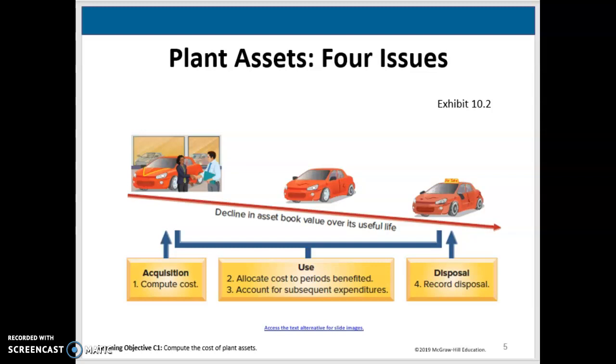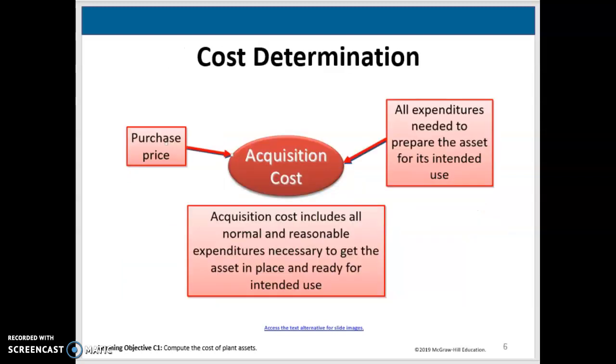So let's look at how we determine that cost. Obviously, the price we actually pay for that asset is going to be included in the purchase price. But any expenditure that we have to get the asset ready to actually use it can be included in that cost. The other part is things like setting it up, testing it out, those things that are getting it ready to actually use.